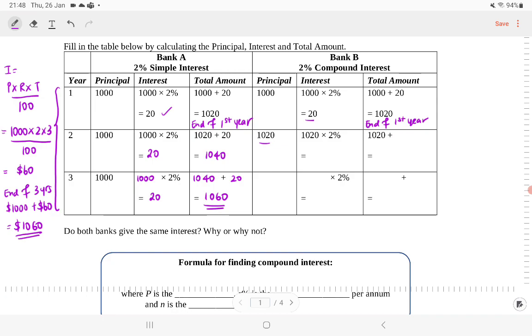Then the following year, also the same thing. I add up whatever I have at the end of the year, and the following year I give you interest based on whatever amount is left in your bank. So let's see what happens in the second year. I need to do a calculation. I give you some time to do the calculation. You all do 1,020 times 2%.